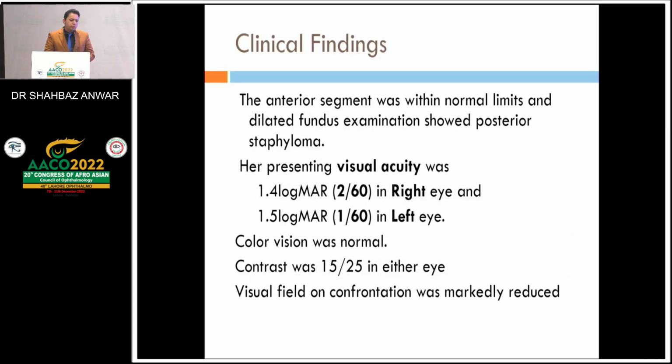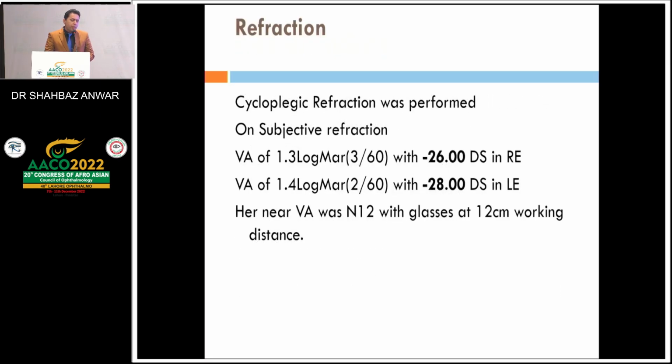In clinical findings, the anterior segment was within normal limits and dilated fundus examination showed posterior staphyloma. Her presenting visual acuity was 2/60 in the right eye and 1/60 in the left eye. Color vision was normal, contrast was reduced, and visual field on confrontation was markedly reduced. Her best corrected visual acuity was 3/60 with minus 26 dioptric spheres in the right eye and 2/60 with minus 28 dioptric spheres in the left eye.